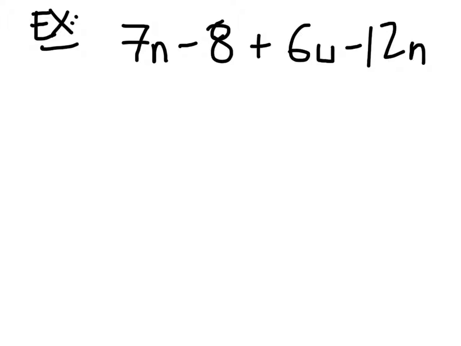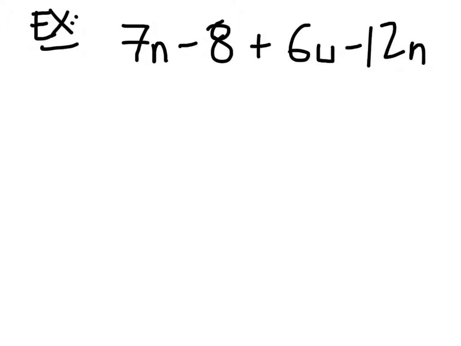All right, here's the thing, some of you would combine all of this. You'd say 7 minus 8 is negative 1 plus 6 is 5 minus 12 is negative 7. And you have negative 7 and u. Okay, that would be absolutely, completely false.